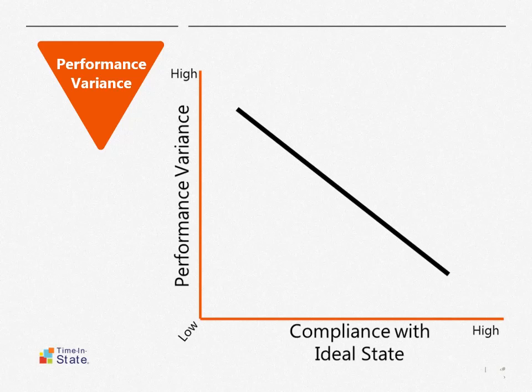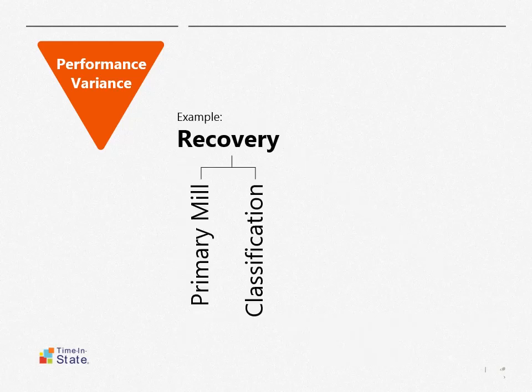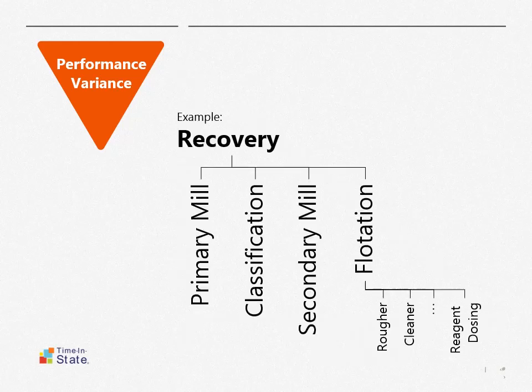There is an inverse correlation between variability and compliance with ideal state. Let's use recovery as an example. Any one or more of the elements can cause variable performance. Two questions that we need to ask. One, what is the ideal state or optimum operating envelope for each module? That is, what are the specific operating conditions that deliver optimum performance? The second question is, how well does each module comply with ideal state?